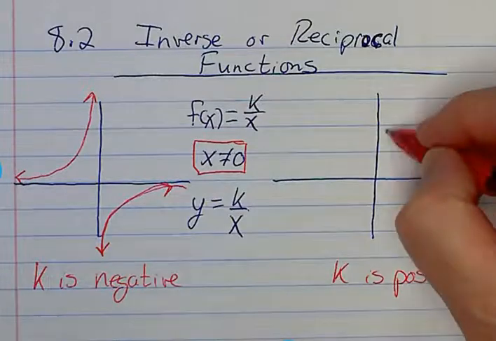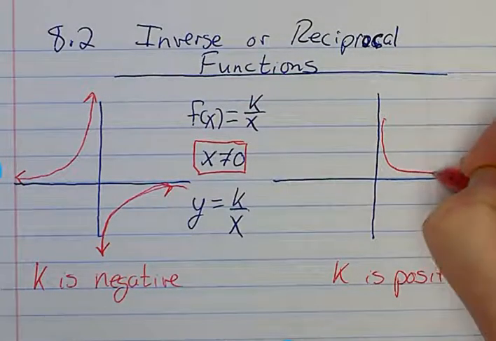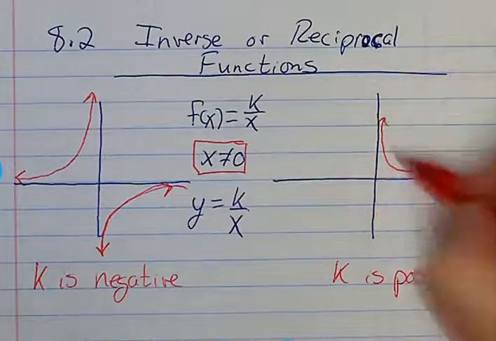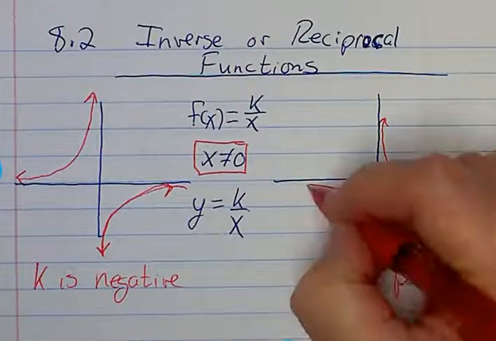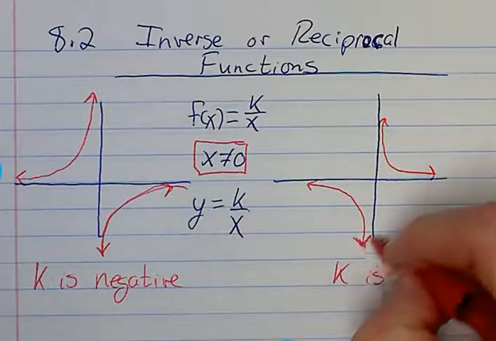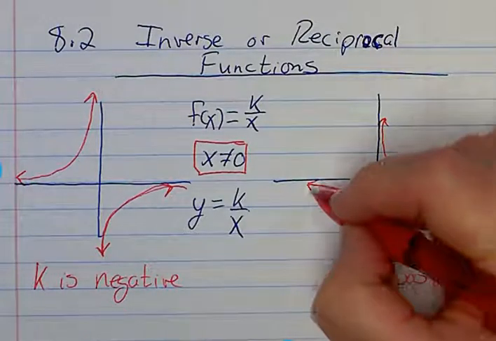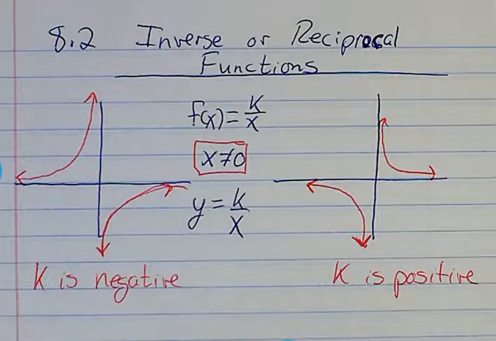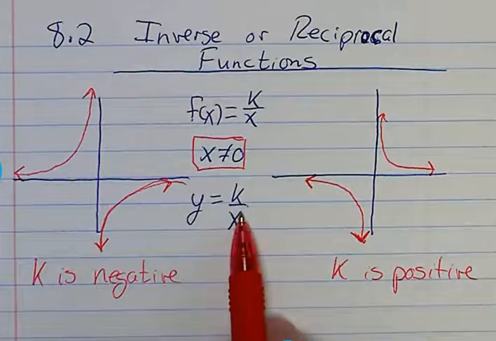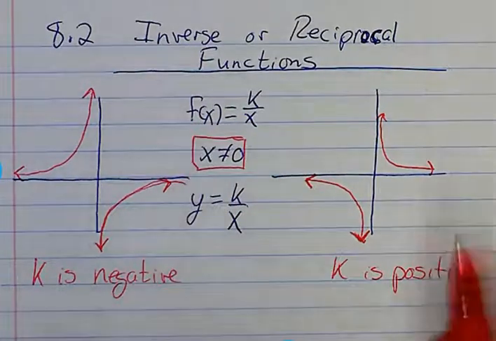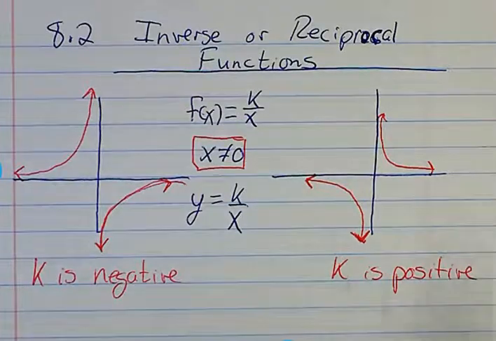If k is positive, well, we said that was here, and then also here. And that's our only two choices of graphs when we're doing these. If we're doing inverse functions, whether it's k over x, or whether it's an equation where it's y equals k over x, or whether it's a function, so it's f of x equals k over x, they're the exact same graph. It's just written one of two different ways.